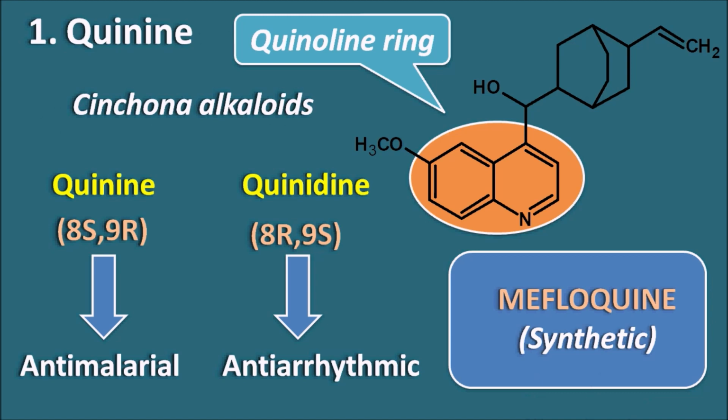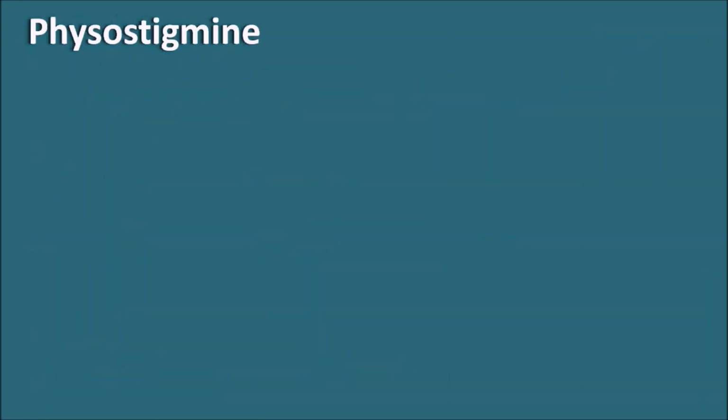Here we are going to discuss which are the natural drugs and which are the synthetic or semi-synthetic drugs. We are not going to differentiate whether a drug is synthetic or semi-synthetic, but our focus is on which drug is natural and which comes from a synthetic or semi-synthetic source. So here mefloquine is a synthetic drug related to the cinchona alkaloids. Now let us go with the second example, physostigmine.